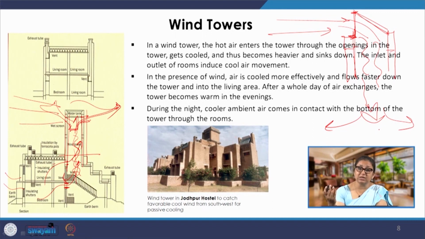Sometimes you would also see that there are openings on all sides. This is in cases where the wind direction keeps changing, and we are largely using the wind tower for exhaust. So, both ways.